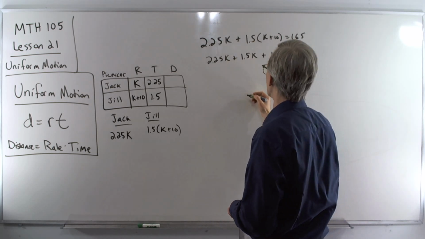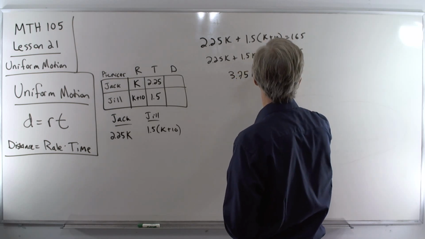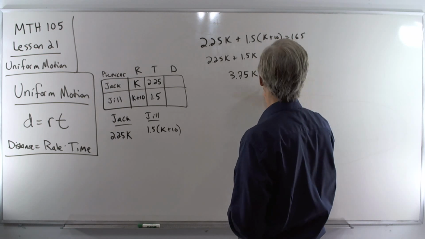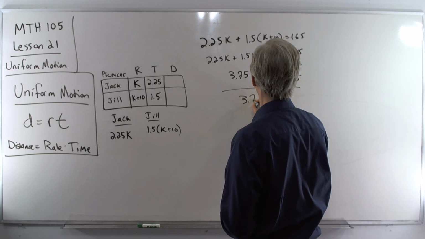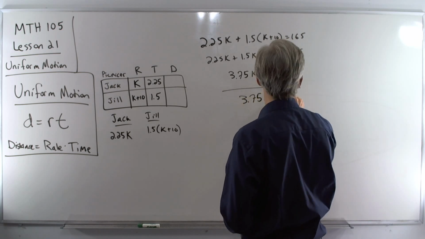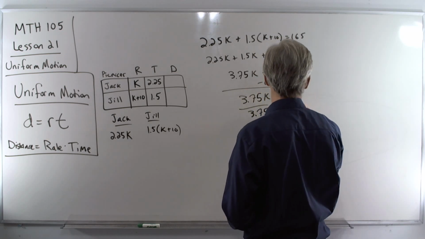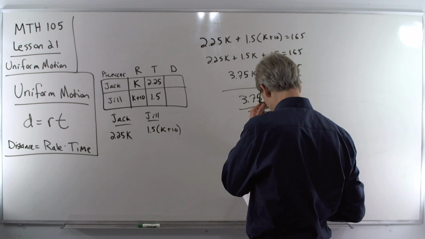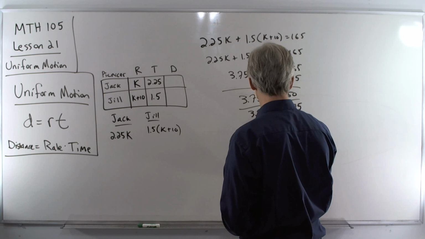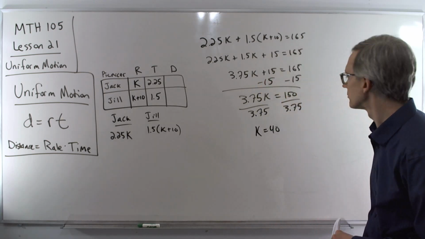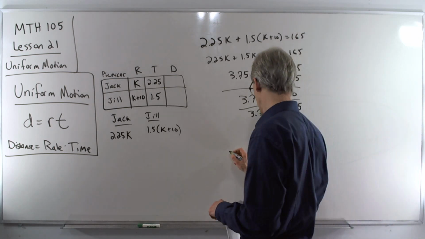And combine like terms. And we get K equals 40. So Jack is going 40 and Jill is going 50.